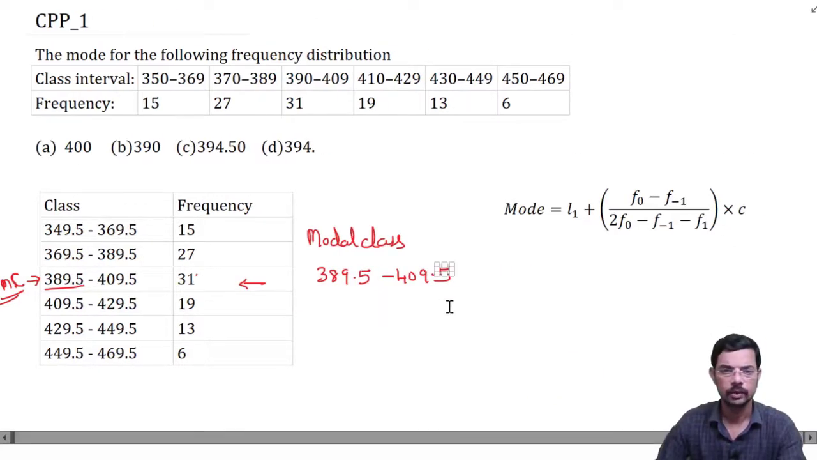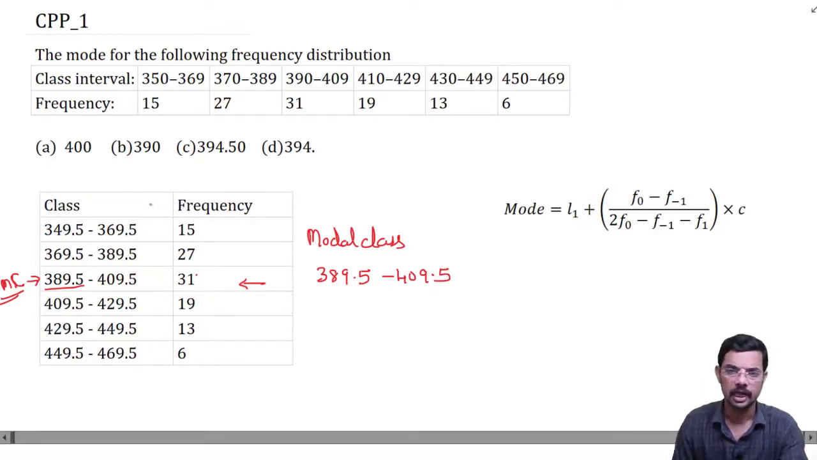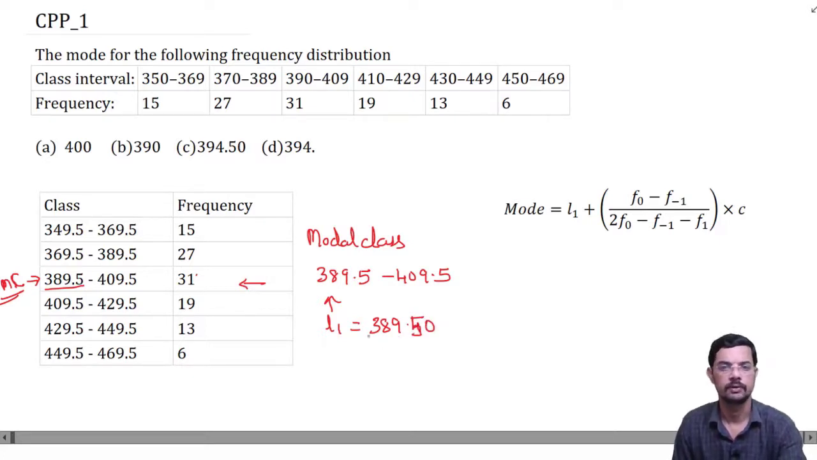Now what we are going to discuss is how to find out L1. L1 is the lower class boundary of the modal class. So we have L1 equal to 389.50. What is F naught? F naught is the frequency of the model class.